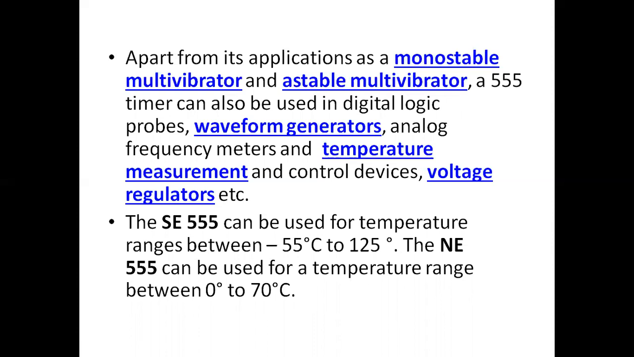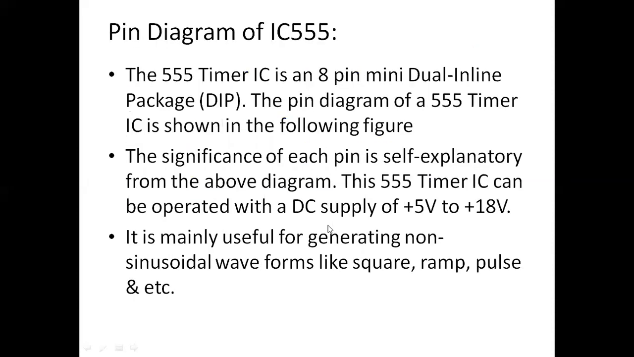And here we have the ranges for SE and NE 555 ICs. For the SE 555 IC, the temperature range is in between minus 55 degrees centigrade to 125 degrees centigrade. So that means it can be operated in the range of minus 55 degrees centigrade to 125 degrees centigrade. As well as NE 555 can be used in the temperature range of 0 to 70 degrees centigrade.